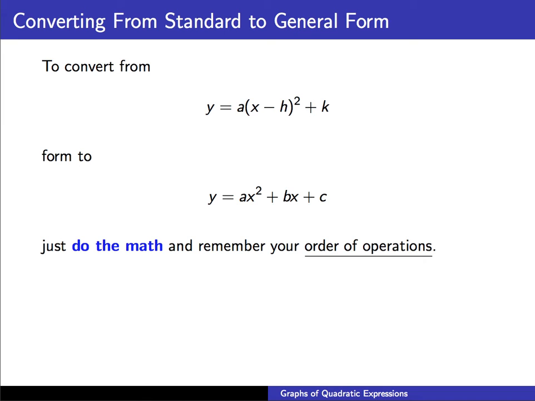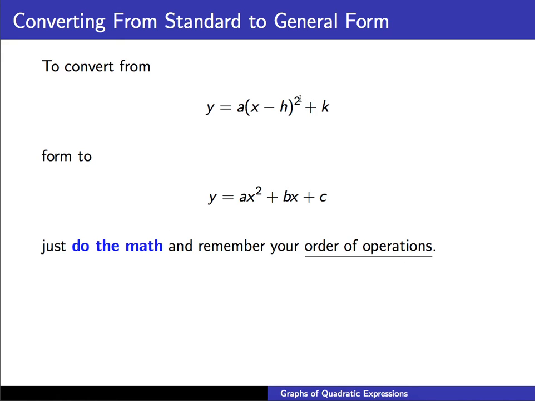All right, in this video, we're going to essentially work backwards from what we did in the last video. This time we're going to start with standard or vertex form, the a times (x minus h) squared plus k, and we're going to convert it to general form, the ax squared plus bx plus c. There's no new information really. You're just going to do the math and remember your order of operations.